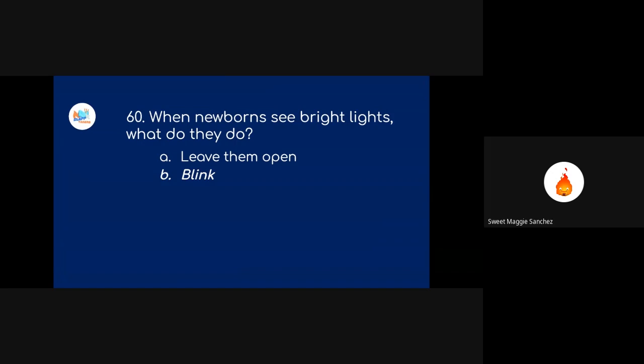Number 60, no? When newborns see bright lights, what do they do? Of course, they need to blink. Yes, for ma-protect nila yung eyes nila. And it's also a reflex. Reflex na they need to protect their eyes and nag-develop pa.